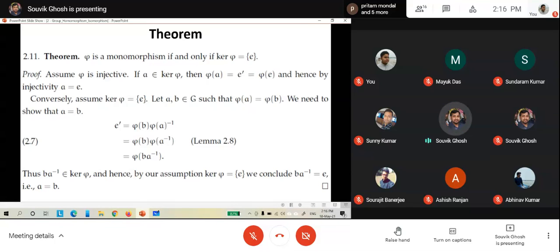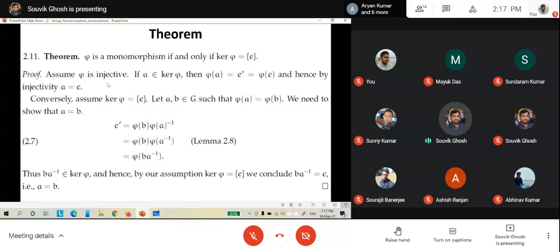So this is the proof, how we are doing the proof. At first we have to do it from left to right. We are assuming that phi is injective, and that there is one element a in the kernel of phi. So phi of a is equal to e dash, and we know that phi of e is e dash also. Since phi of a is equal to phi of e, we can see that a is equal to e by the definition, since it is an injective function.